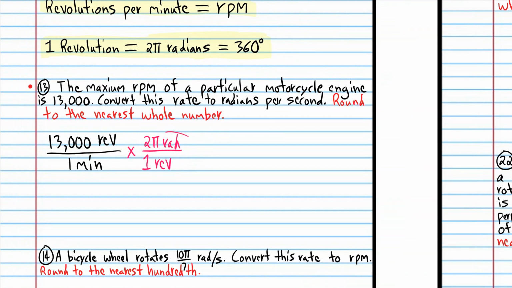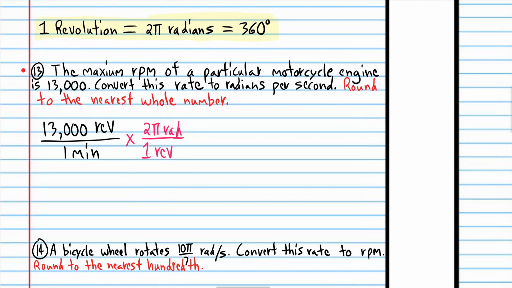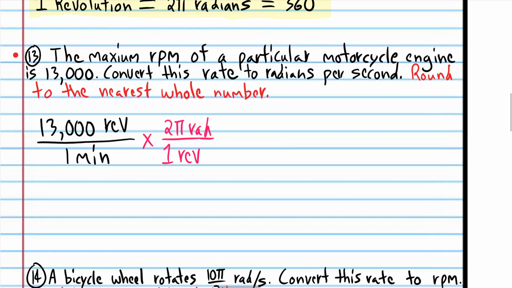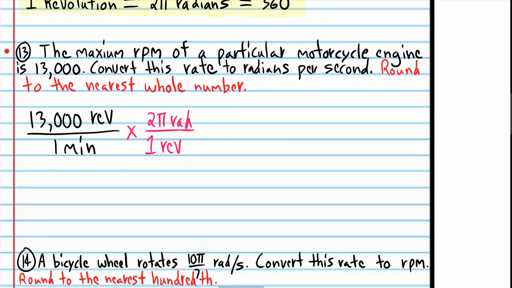How do I know that? Well, it says up here, a revolution in a circle is just 2 pi radians. That's the angle measure in radians for one complete rotation. At that point, we're done.